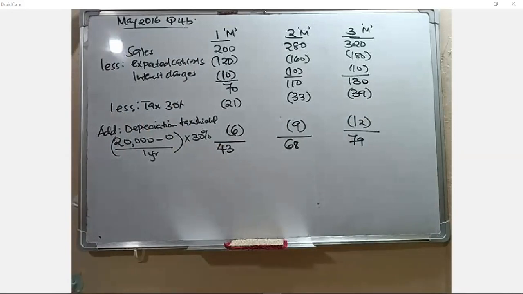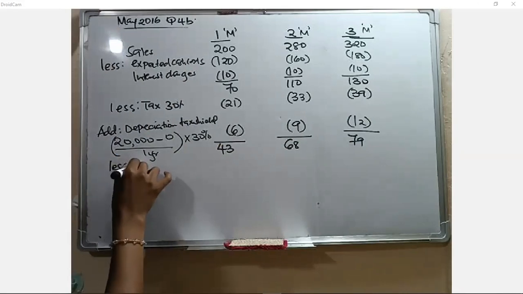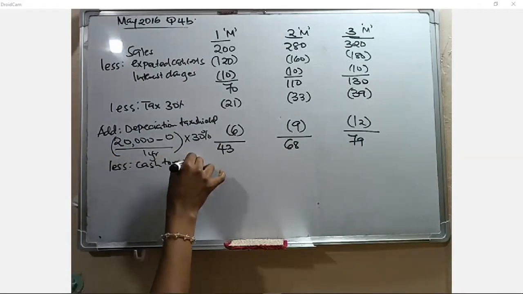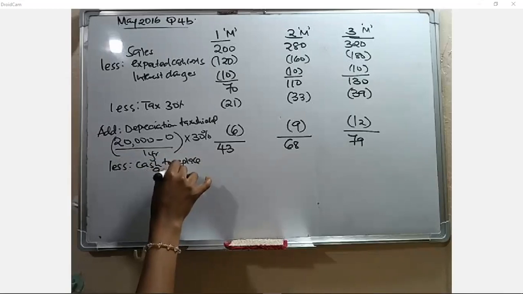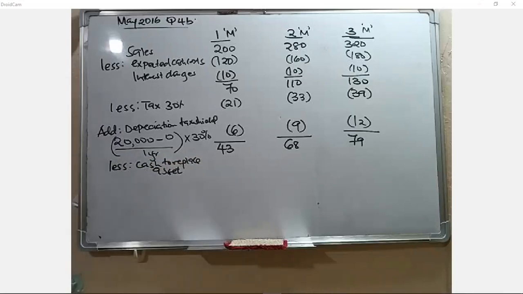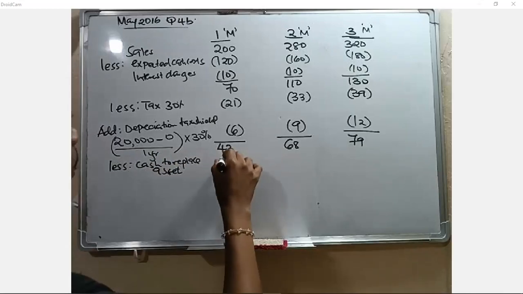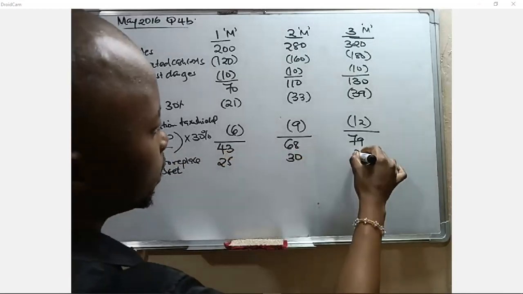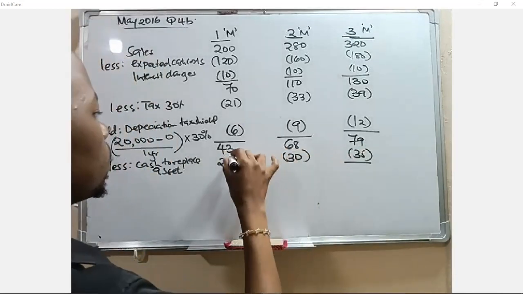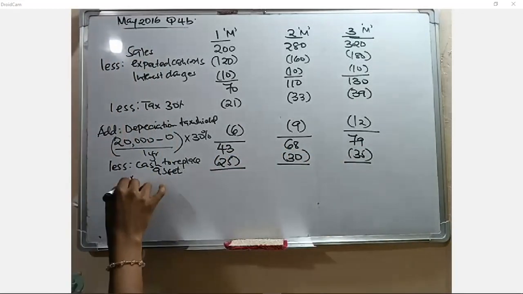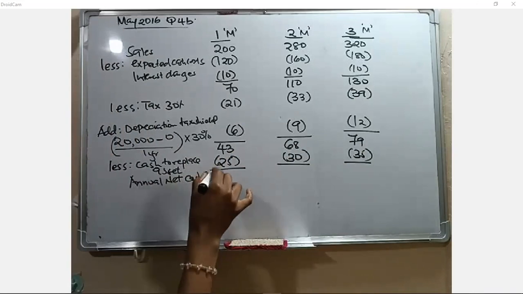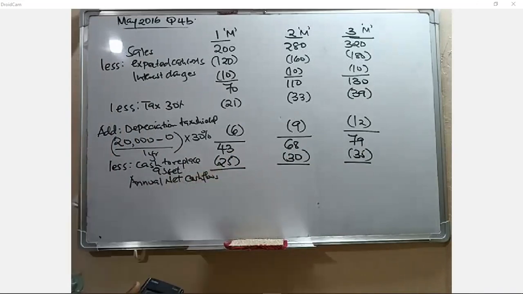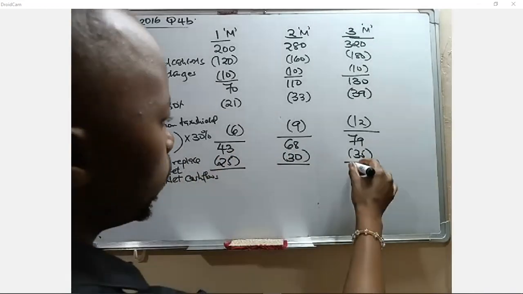We have the cash to replace assets and finance growth. You subtract it and you say, let us less cash to replace assets. So the first one will be 25, 30, 35. Get to your annual net cash flows. Imagine if you get just this one question right, you pass the exam. So you have 79 minus 35, getting 44.